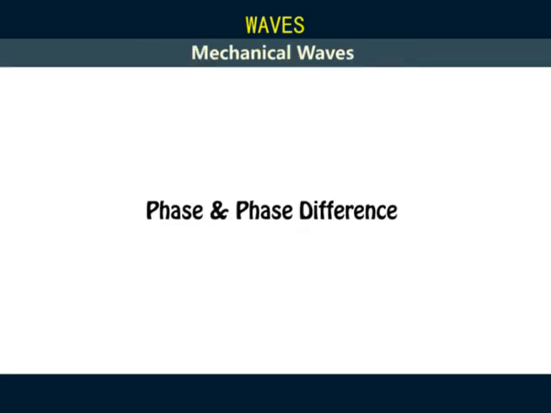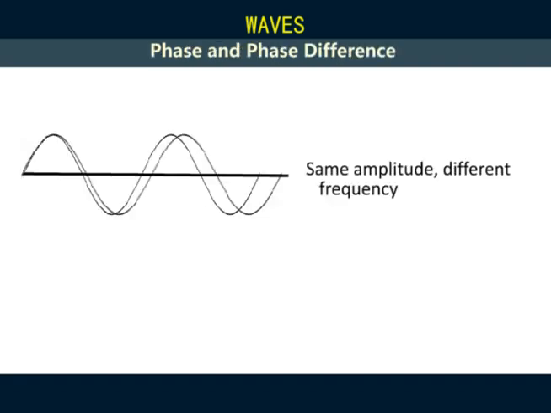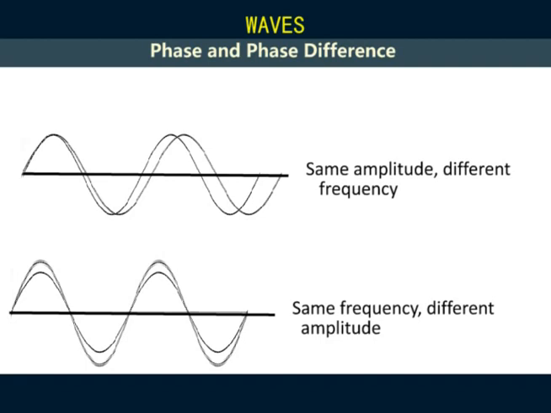And finally, phase and phase difference. Now, two waves can have the same amplitude but different frequencies. They could also have the same frequency but different amplitudes. Usually, the wave with the higher frequency has a smaller period. And that simply means if the vibrations are faster, it takes a shorter time to complete one cycle.